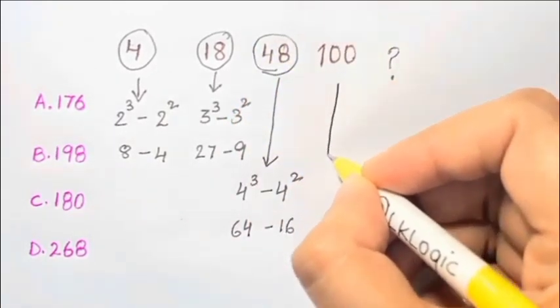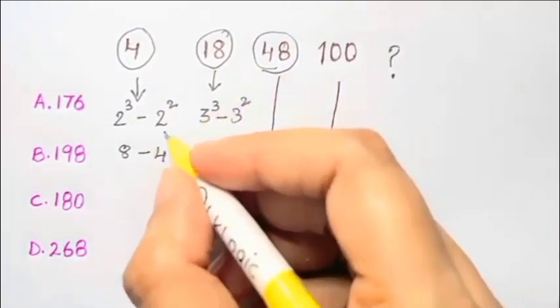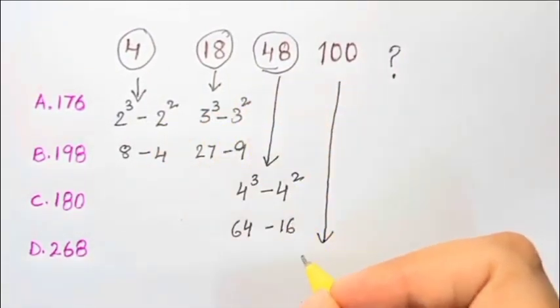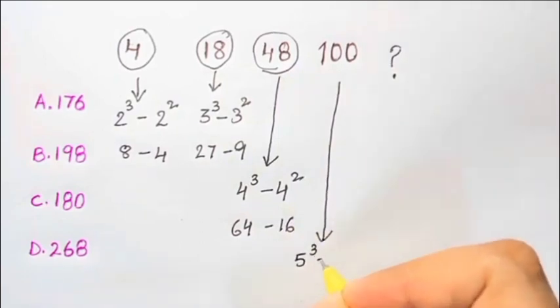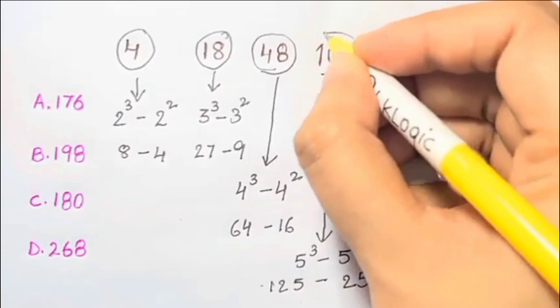What about 100? Now you have noticed the pattern. 2, 3, 4. Let's take 5 cube minus 5 squared. 5 cube is 125 minus 5 square is 25. That gives you 100, right?